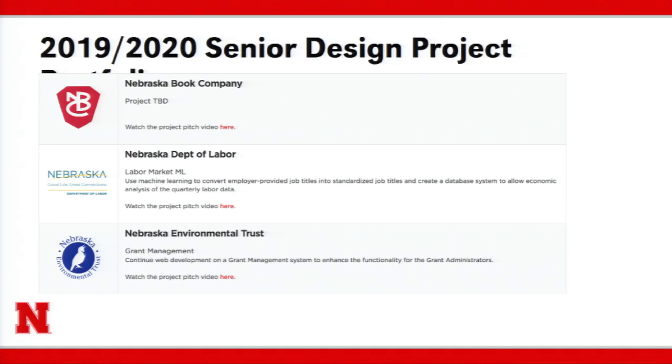Welcome to the portfolio. Nebraska Department of Labor, I believe you're here today as well, machine learning. Great, I met you, thank you. I know you by email, now I know you by face. This is our labor marketing, machine learning, that's the ML. Nebraska Environmental Trust is on their 4th year with us for grant management. I don't see them here today, but I think they have their logo with me right after 4 years.